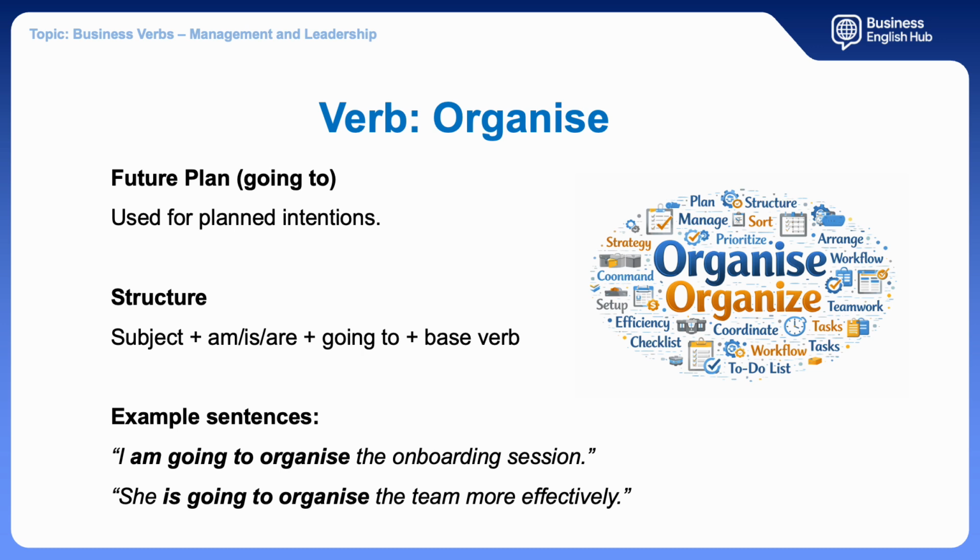Going to is the final future form we will look at, and it's used for planned intentions. Its structure is subject plus am, is, or are, plus going to, plus the base verb organise. Example sentences include: I am going to organise the onboarding session. She is going to organise the team more effectively.